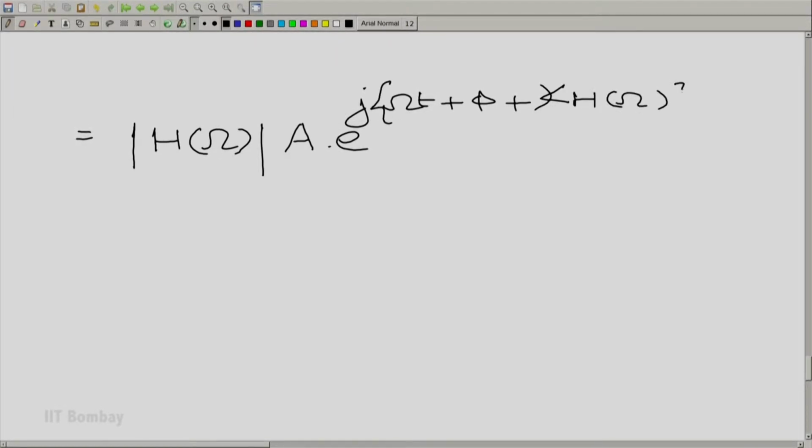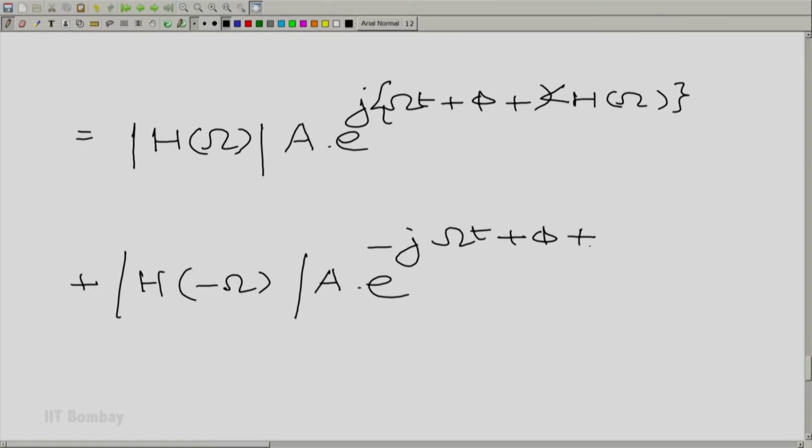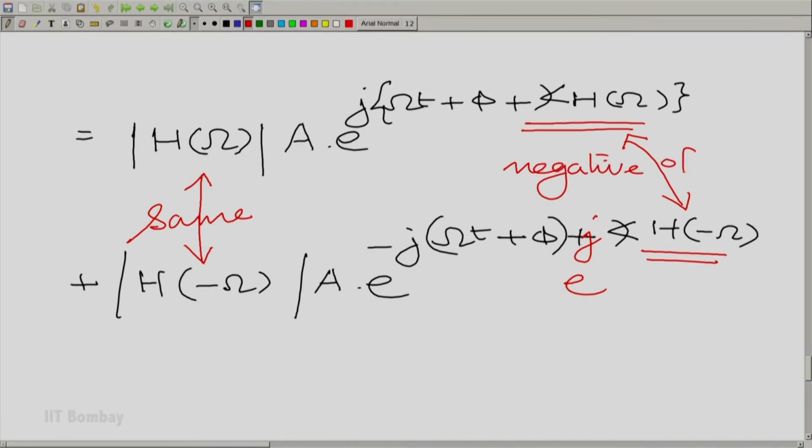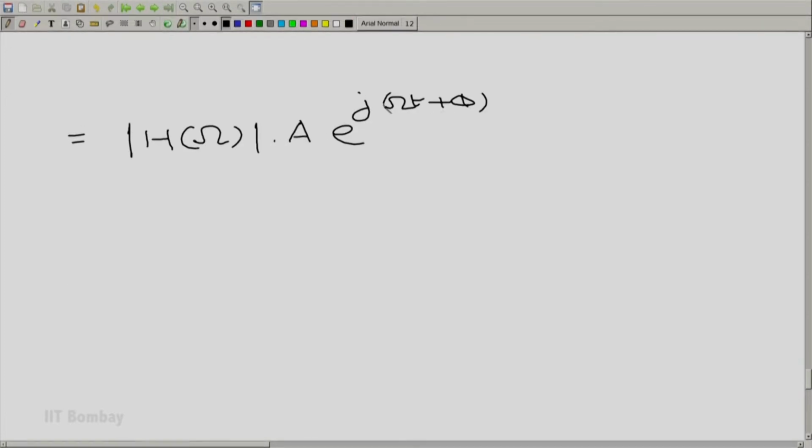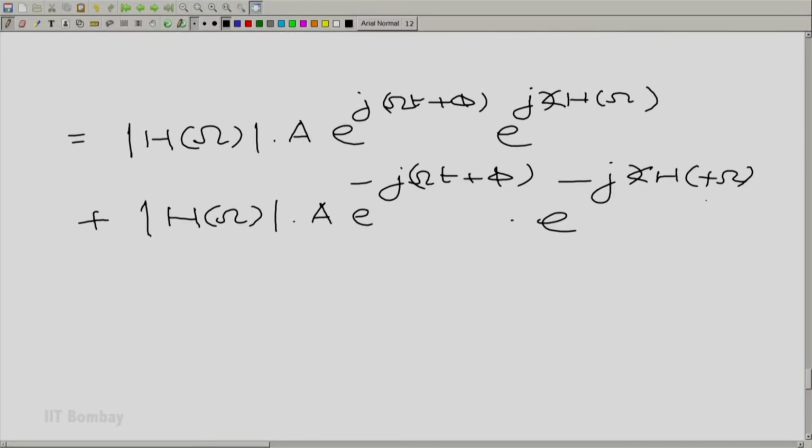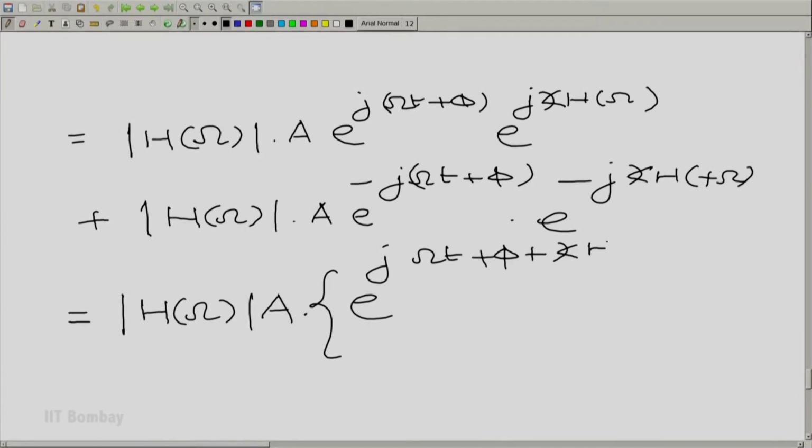You recall that we can write H in polar form. Similarly, plus mod H of minus omega, well, you could write e raised to the power minus j(omega t plus phi) plus angle H of minus omega. So, of course, I need to make a little change here. I could write e raised to the power separately, that might be more convenient. So, this is okay, but I could make a little change. I could write this as a e raised to the power minus j(omega t plus phi) into e raised to the power j angle H of minus omega. And now I make an explicit relation. These are the same and these are negatives, and therefore, in total I have the following expression, and I can aggregate them.